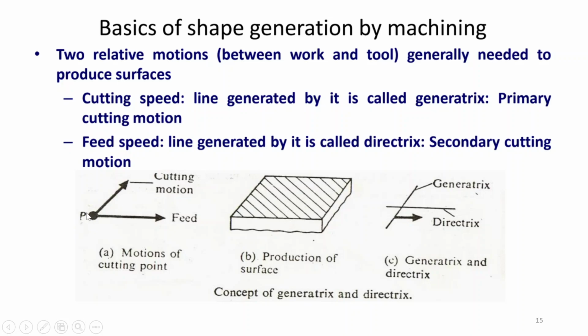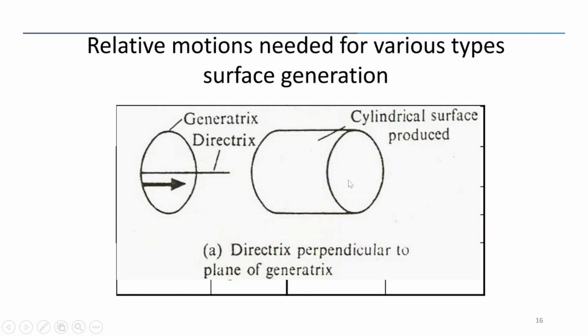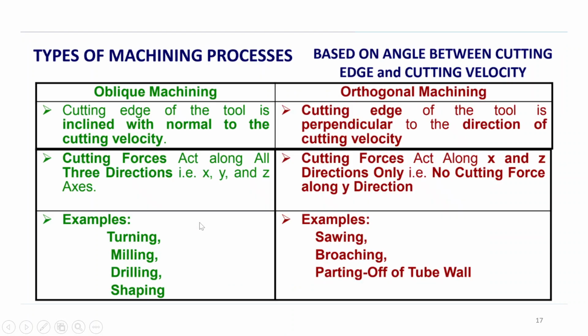Okay, so these can be at different angles, right? Cutting motion will be the motion in which the rotation is taking place, and feed is in the perpendicular direction in case of drilling. So there will be production of a new surface, and these are the generatrix and directrix. Next is relative motion needed for various types of surface generation. In case of a cylindrical surface produced, you require both generatrix and directrix types of motions.